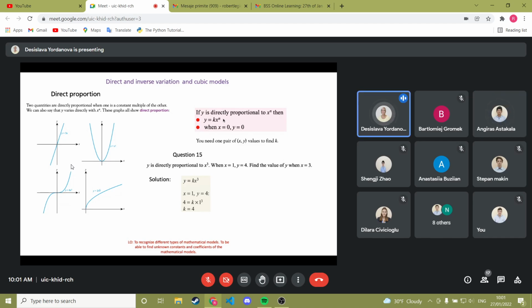And then we use the given values when x equals 1 and y equals 4. And that's how we find k. So in this case, we will have y equals 4x cubed, which makes it easy to find the value of y when x equals 3. So at first you write the general equation, then you use the given values to find k, and then you substitute into the equation to have the real equation of the proportionality or the variation, and then you use it to find the value that they want you to find.